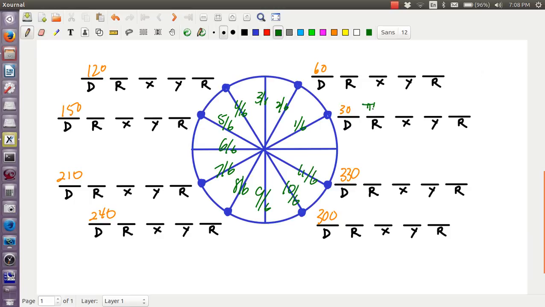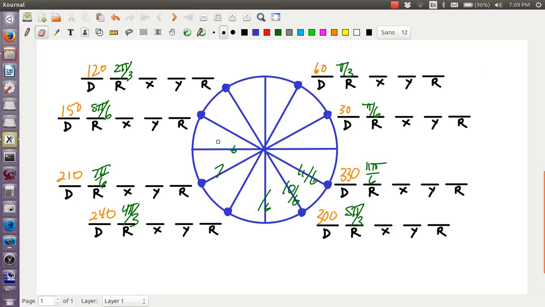So what is this? This is pi over 6. 2 pi over 6 is pi over 3. 4 pi over 6 is 2 pi over 3. So some of them reduce, right? And 7 pi over 6, 4 pi over 3, 5 pi over 3, and 11 pi over 6. There you go. And then again, we do the x, y, r thing.